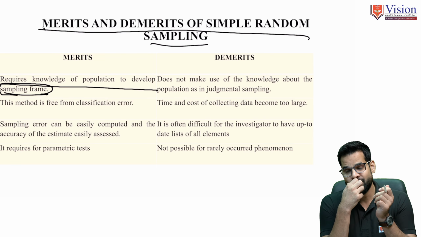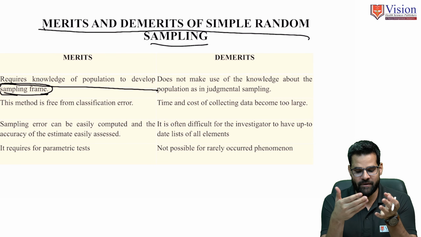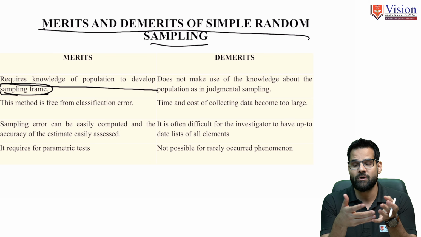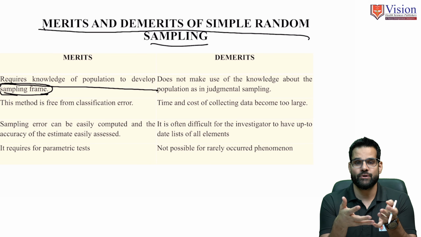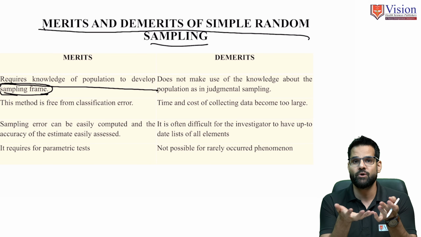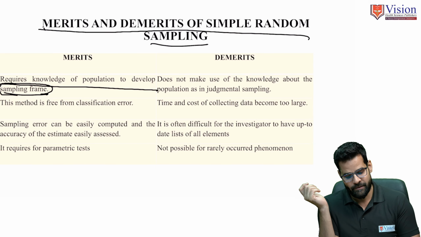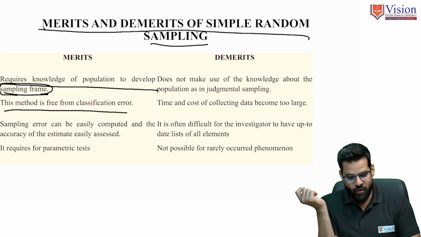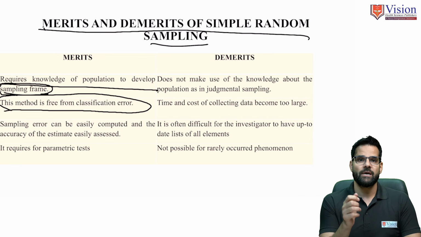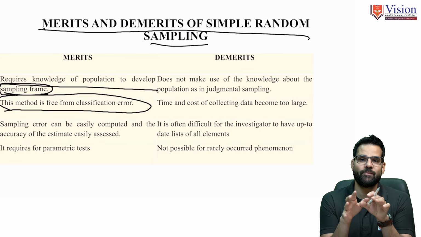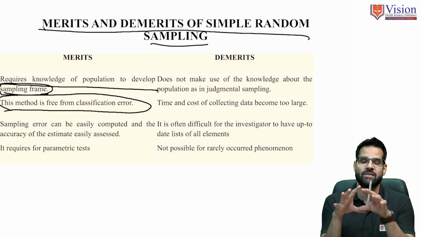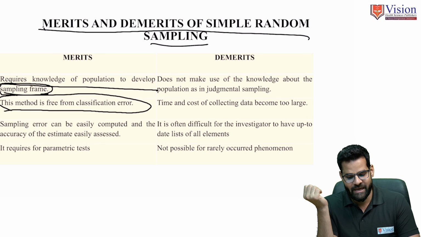Like for example, you want to collect random data from people who are visiting a railway station. How will you prepare the frame? It's not possible. Or people visiting an airport. So this method is free from classification error, because here you assume that all the populations are homogeneous and exhibit similar characteristics, so there will not be any classification error.